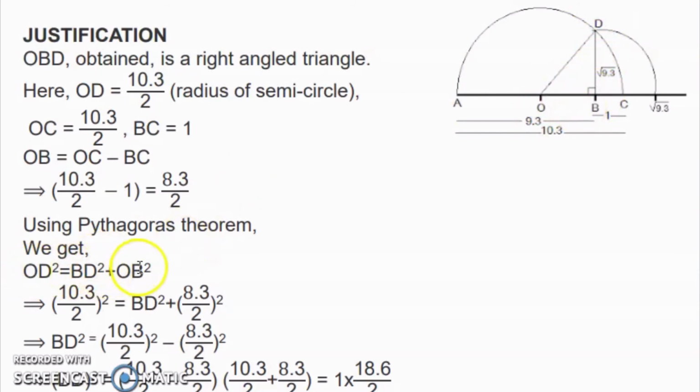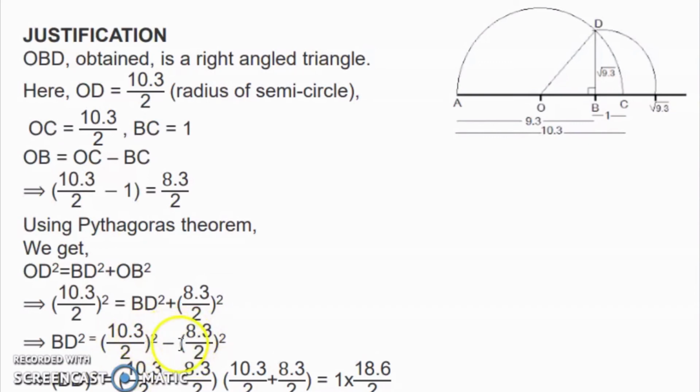So using Pythagoras theorem, I can say that OD square is equal to BD square plus OB square. And transposing the terms, I will get BD square is equal to OD square minus OB square. So substituting the values of OD and OB, I will get BD square is equal to (10.3 by 2) square minus (8.3 by 2) square.